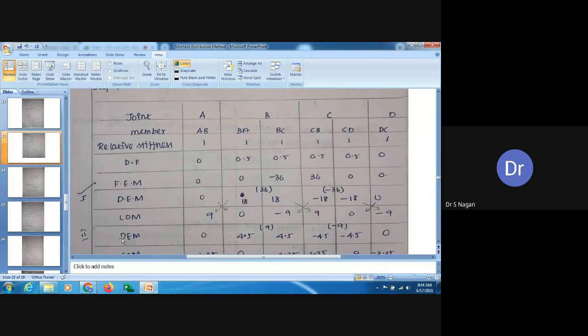So next is distributed end moment. For distributed end moment, we should consider every joint. So consider joint A. The moment available is 9.